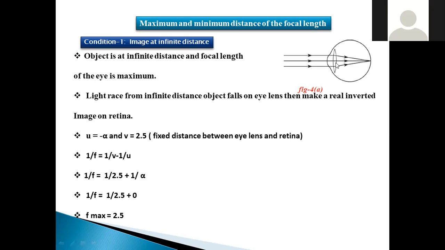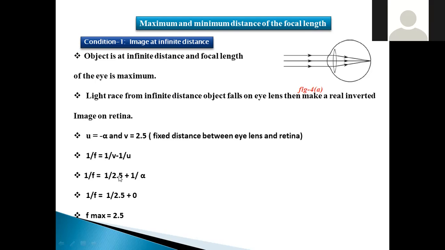Here we can clearly see the image. In this image, the eye lens is there and the object is far away from the human eye, so these light rays get concentrated. The lens concentrates all the light radiation coming from the object, and this information falls on the point where the retina is present. A single point is generated on this retina. So light rays from the infinite distance object fall on the eye lens, then make a real inverted image on the retina. The retina captures the real image of inverted shape.